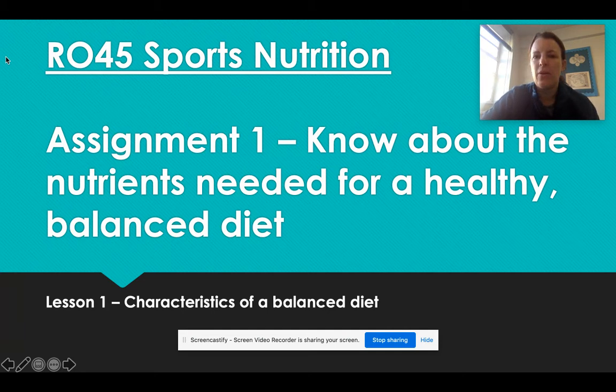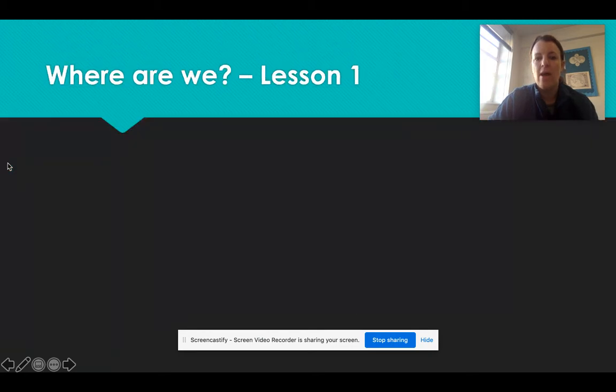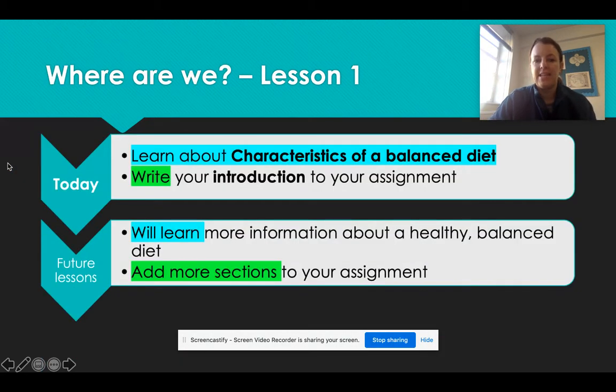We're moving on to a unit all about nutrition, and this Lesson 1 is all about characteristics of a balanced diet. So where are we? In today's lesson, you're going to learn about the characteristics of a balanced diet, and you're going to write your introduction to your assignment. I don't mind if you do that on the computer or you do it by hand, but you need to make sure you make some notes.